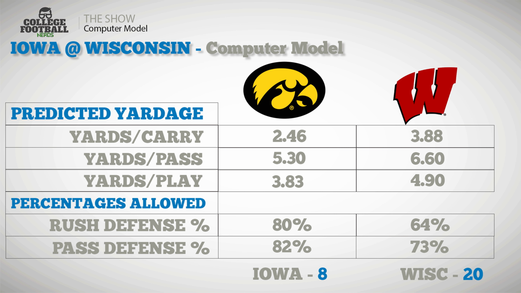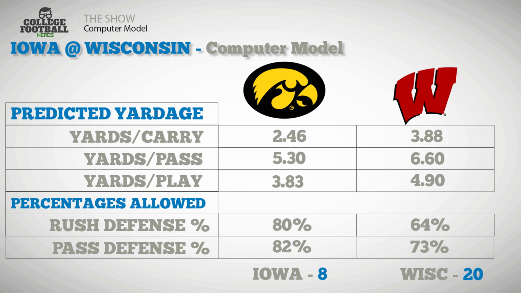And when you're a team like Iowa that's averaging something like 3.8 yards per carry, and then you face a team that's only allowing 64% of their averages, you should only have about 2.4 yards per carry, which is what we're seeing here. Wisconsin has struggled in run games against good run defenses.